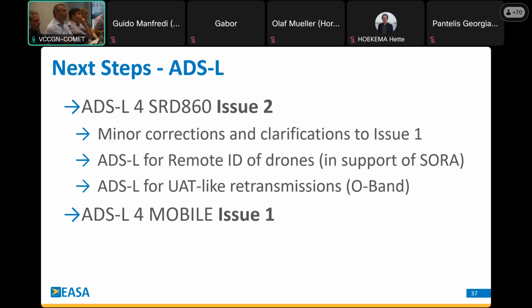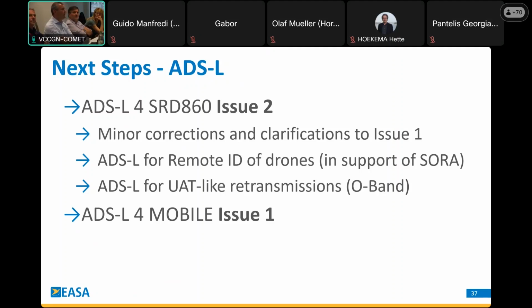Then we are introducing possibility for drone operators to transmit remote identification using SRD-860 spectrum. So there will be EASA for drones, remote ID for drones. I need to emphasize here that this is not network remote ID, but this is solely and only in support of SORA operations outside of U-space.